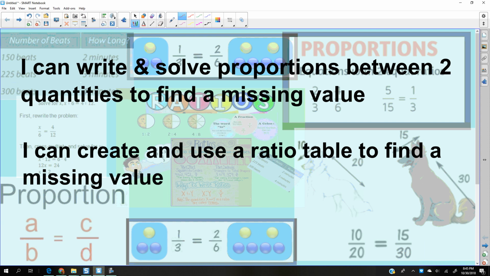A proportion is nothing more than an equivalent fraction. Just two fractions that are equal. And that's a proportion. It's just another name for an equivalent fraction.